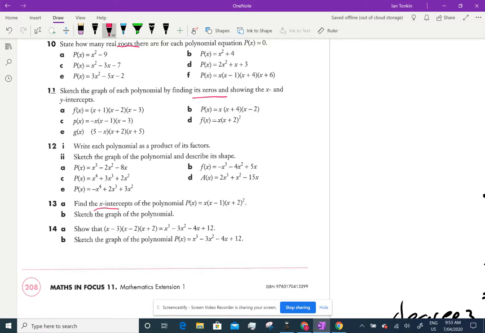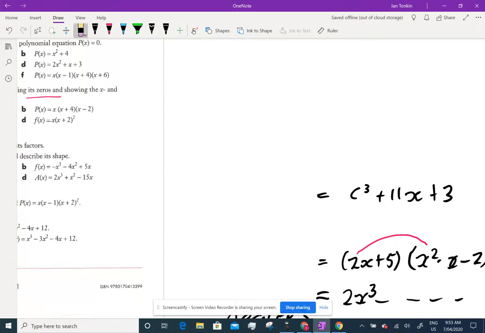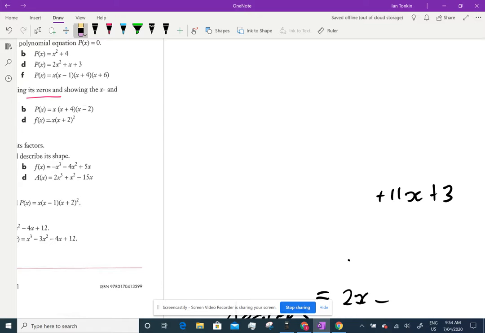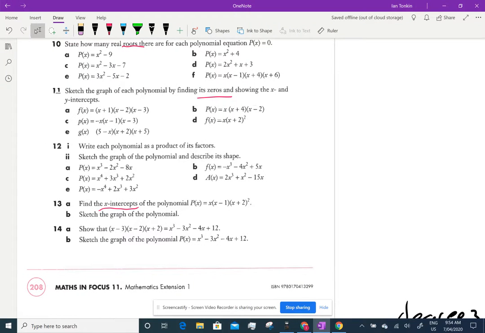And here they say x-intercepts. They're all the same thing. Roots, x-intercepts, zeros. They're just where it cuts the x-axis. So 11. These are pretty cool because they're written in factorised form.